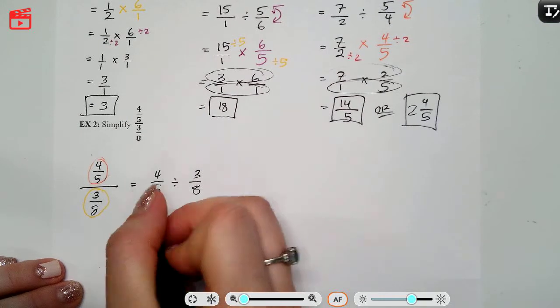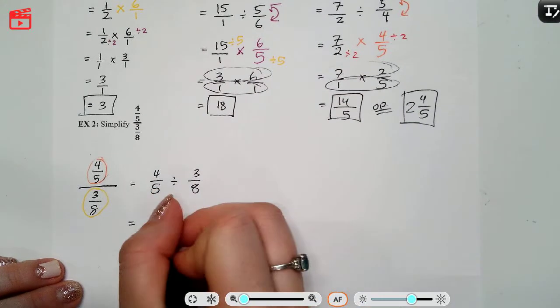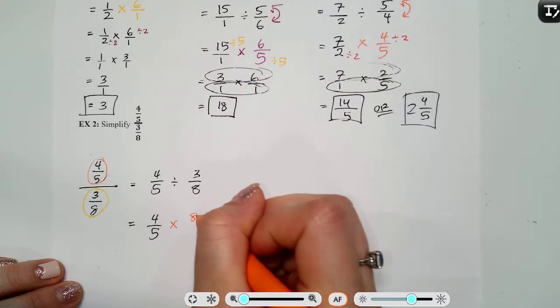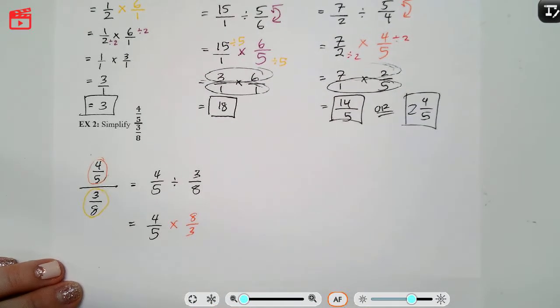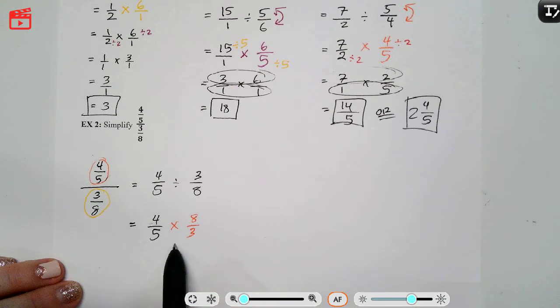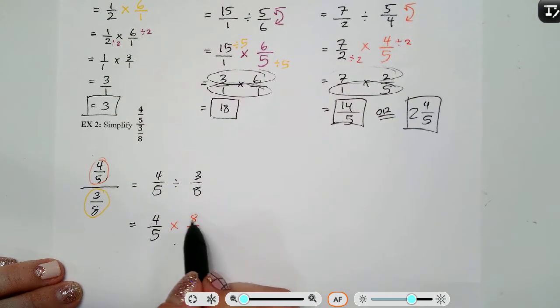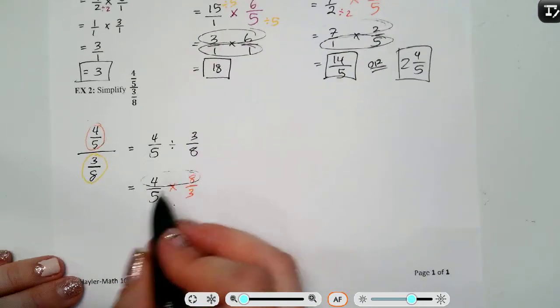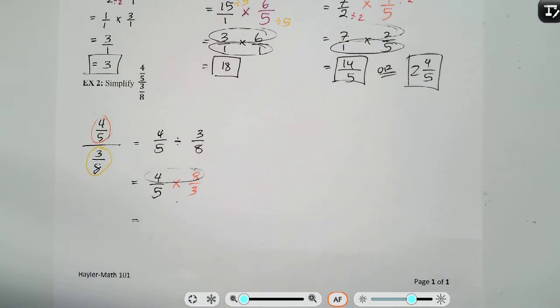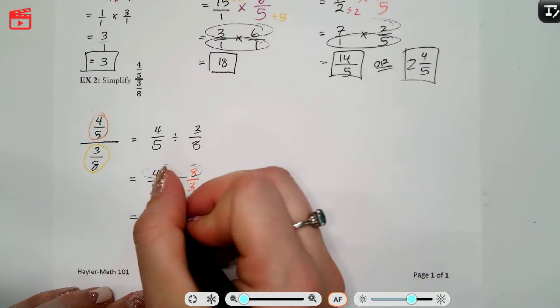Okay, so we already know how to deal with that, so let's go ahead and do the keep, change, flip. Keep, change, flip. Let's see, can we simplify any of these? 4 and 8. But darn, you need to have it across from a numerator to the denominator. So we can't simplify the 4 and 8. So those are going to be multiplied. 4 times 8 is 32. And 5 times 3 is 15.